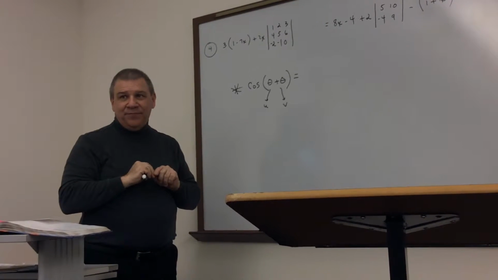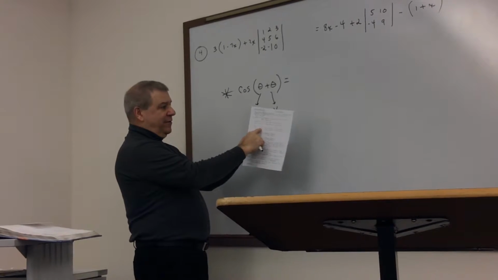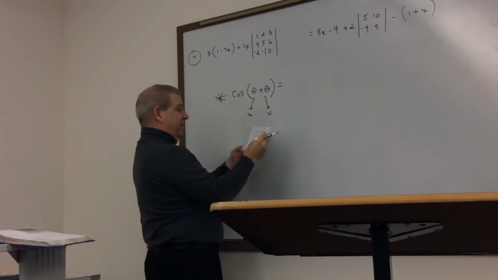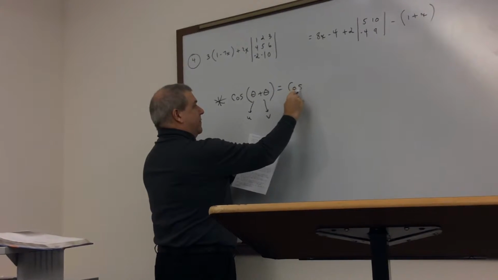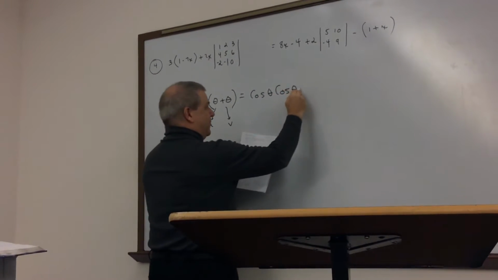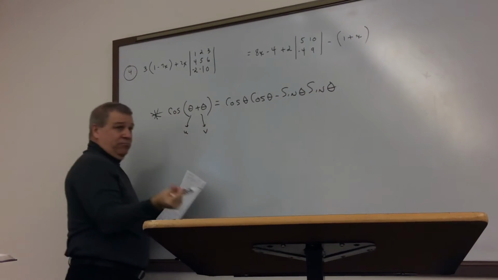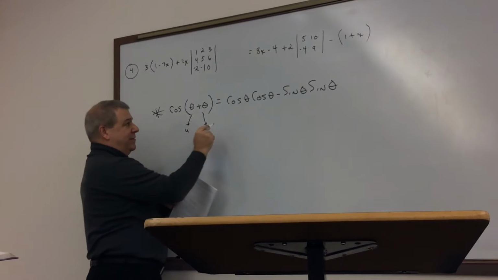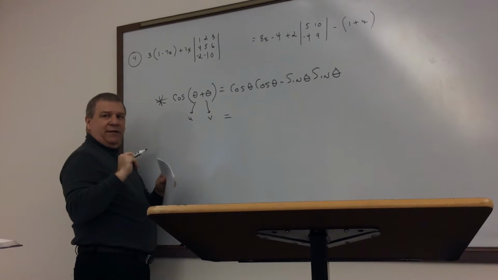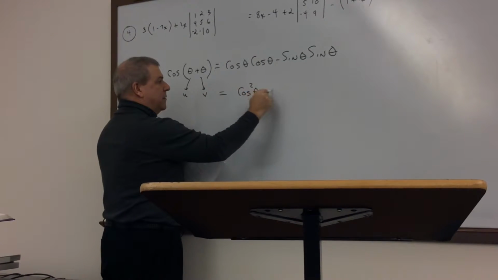You don't know what I mean? You got your study sheet there. It's the third one, cosine of u plus v. I want somebody to give me what it equals using what's here. Ethan. Cosine theta times cosine theta minus sine theta times sine theta. Do you see that? Simplify what you see. Joe. Cosine squared theta minus sine squared theta.